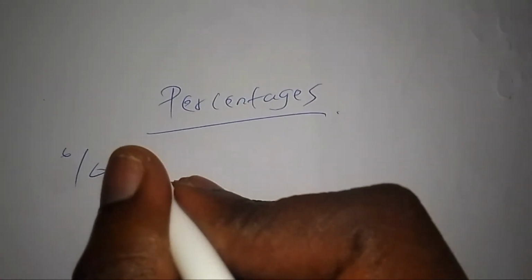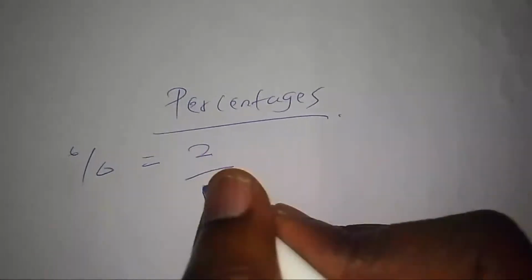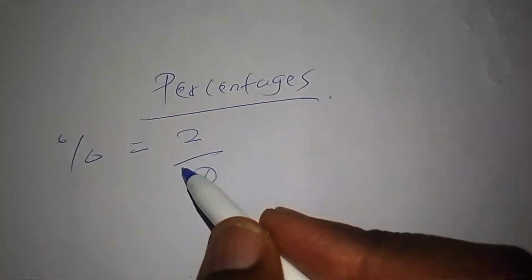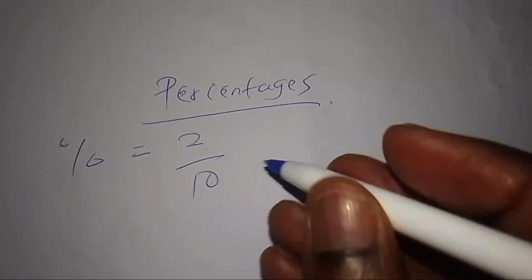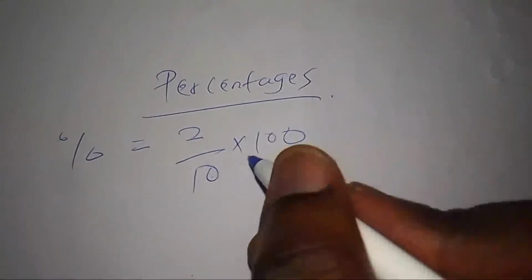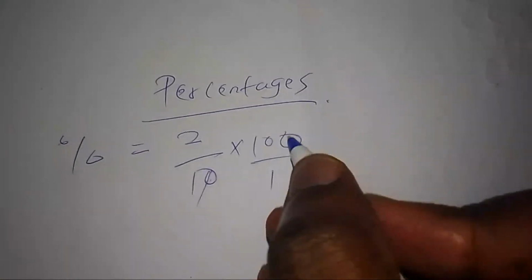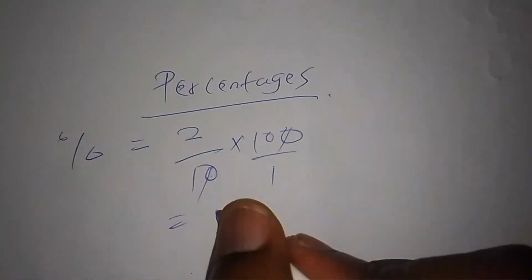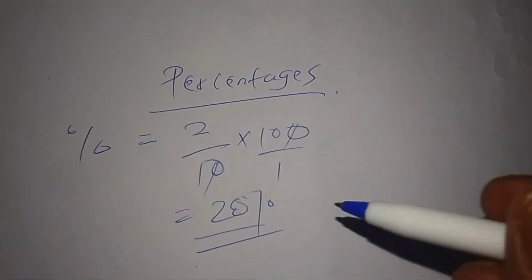Like we can have a fraction, let's say 2 over 10. This one is a fraction. Now this 2 over 10, we can change it into a percentage. In changing it to a percentage, just multiply by 100. So we put this one over 1, and then we shall have 20%. So our answer now shall be 20%.